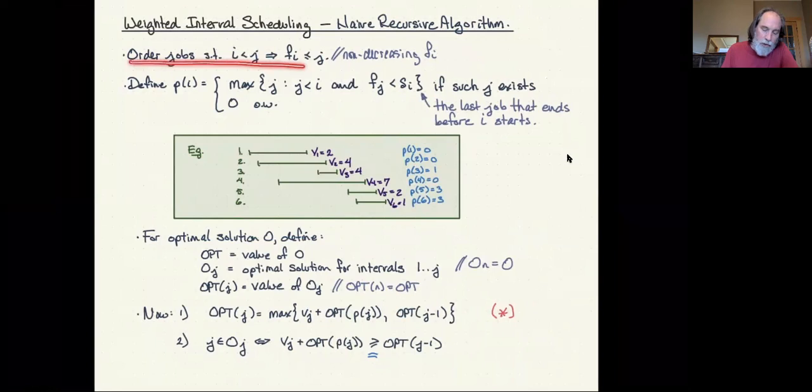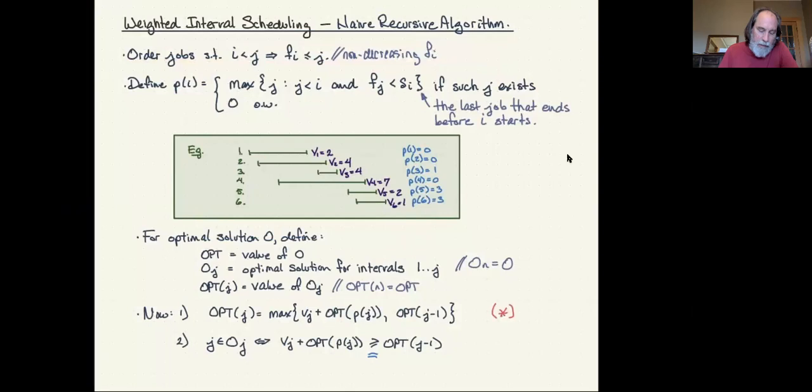Okay, so we'll order the jobs by non-decreasing finish time. And then I'm going to define for each i, P of i, which is the maximum j less than i such that f of j is less than s of i. What is that? It's just the last job that ends before i starts, if there is such a job, and 0 if there's no such job, right?